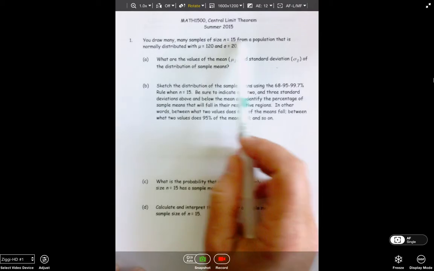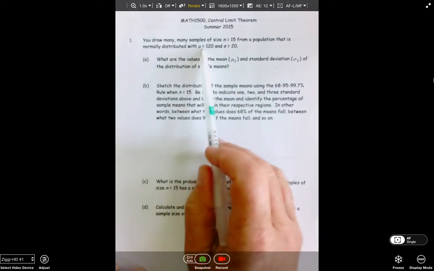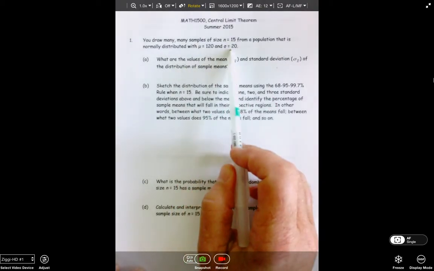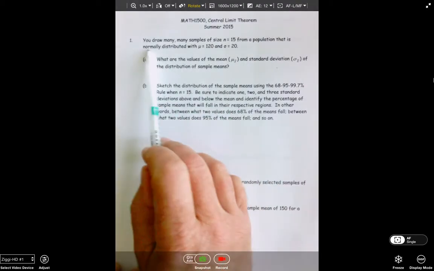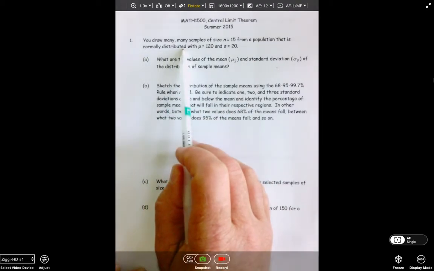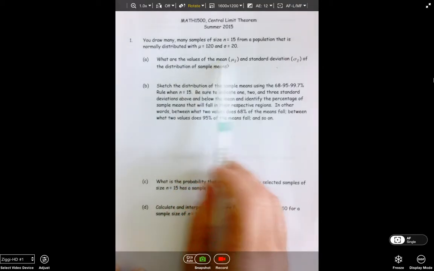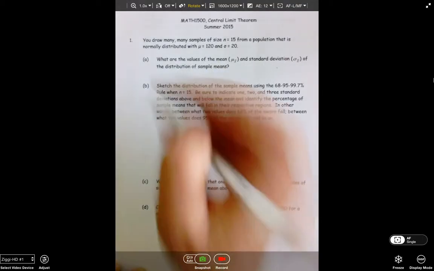This is the calculator that I'll use today. So it says you draw many samples of size 15 from a population that's normally distributed, mean 120, standard deviation 20. Normal distribution says we don't have any sample size issue. What are the values of the mean and standard deviation of the distribution of sample means?